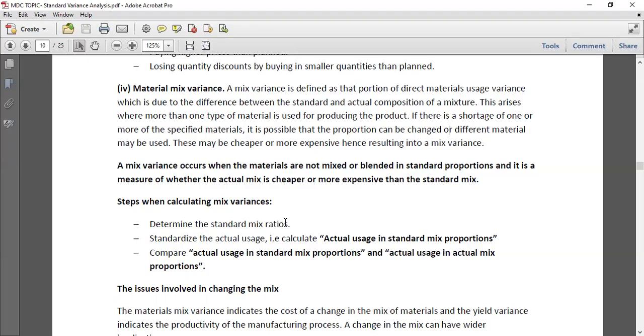And then ours is to standardize the actual usage, that is, actual usage in standard mix proportions. Then you compare the actual usage in standard mix proportions vis-a-vis the actual usage in actual proportions. So that is what exactly happens, and we're going to see how that plays.